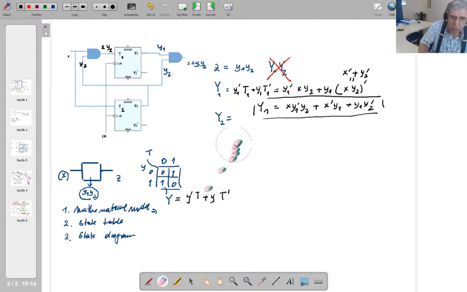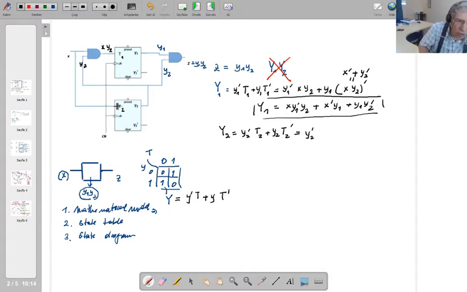What about Y2? Move it a bit down. Y2 is Y2 prime, definition relation, T2, Y2, T2 prime. So Y2 prime, I keep this. T2 is this, isn't it? So if you follow from here, it's just X. So that is X plus Y2. So T2 is X prime. So this is the second one.